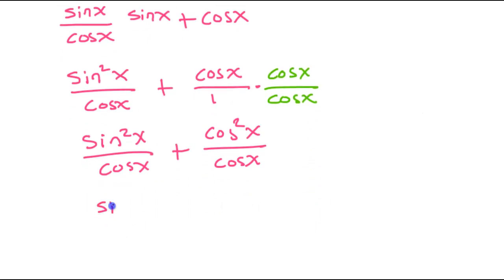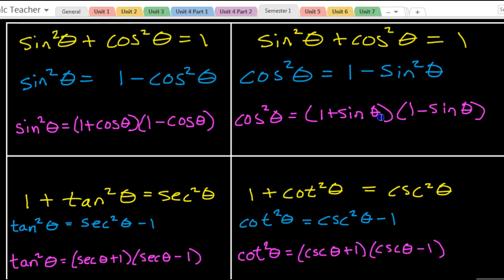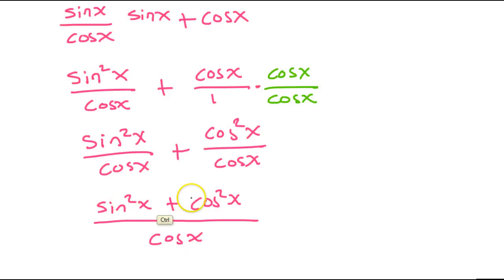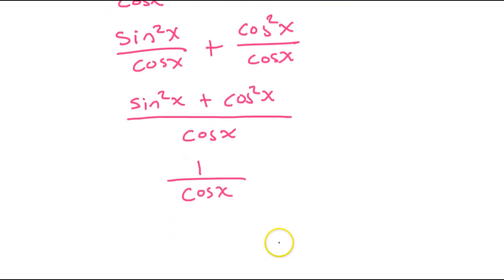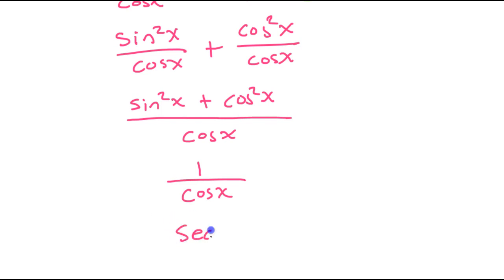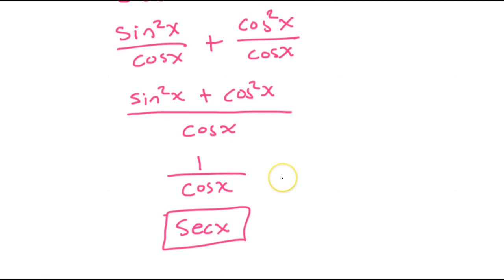So now this would be sine squared x plus cosine squared x over cosine x. So I told you that we might need these Pythagorean identities. This is the most common one. Sine squared plus cosine squared equals 1. So here's sine squared plus cosine squared, so that's going to equal 1. So this becomes 1 over cosine x, which is the definition of secant x. And I believe that was the target. All right, so that's it. We verified number 56.